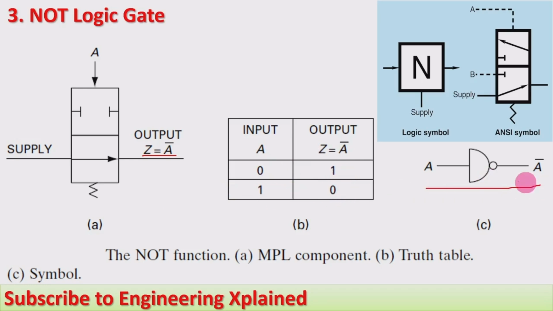Symbolically it is represented like this. Here the NOT is represented at the output. Therefore, that is the NOT logic gate. Its symbol is also represented like this. N is written here; N means it is a NOT logic gate. And the American National Standards Institute symbol is like this, which is used in the pneumatic circuit.